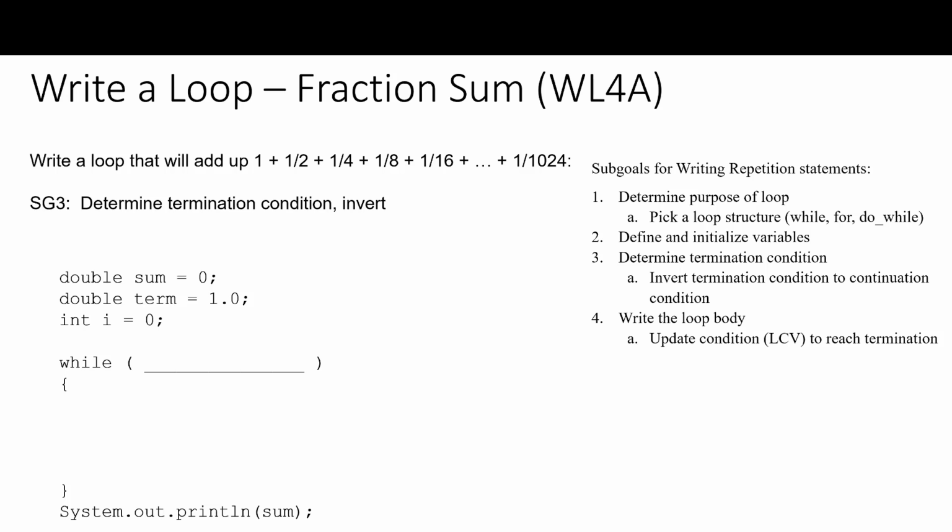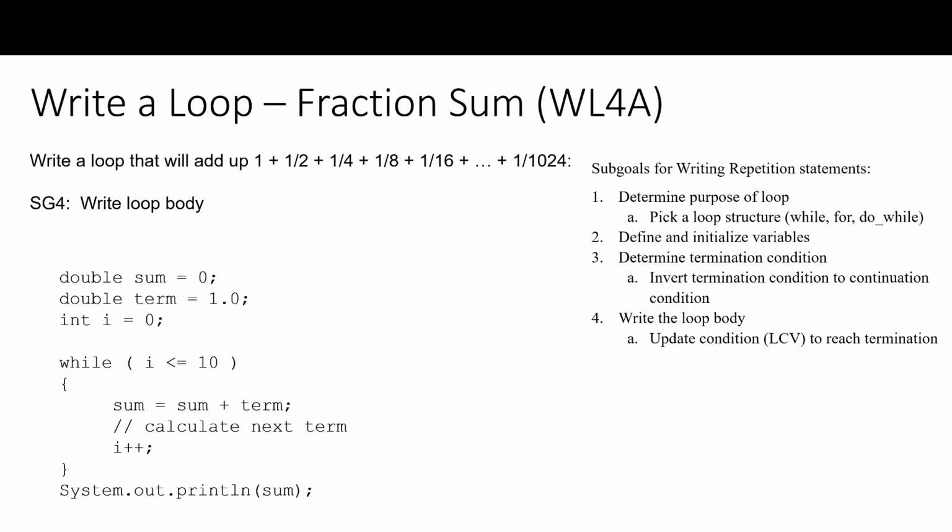Now we need to determine the termination condition and then invert it. When do we want the loop to stop? We want the loop to stop once the term has processed 1 over 1024 and then ended. For this problem, you will notice the denominator rises in powers of 2. 2 to the 10th is 1024, so we know that this loop is going to add 10 exact values. We can say as long as I is less than or equal to 10, we want to continue in the loop.